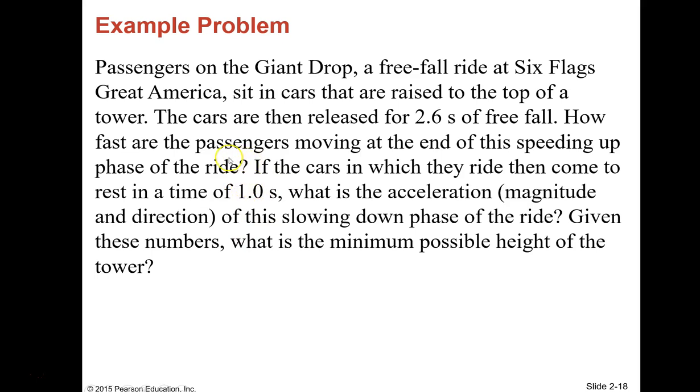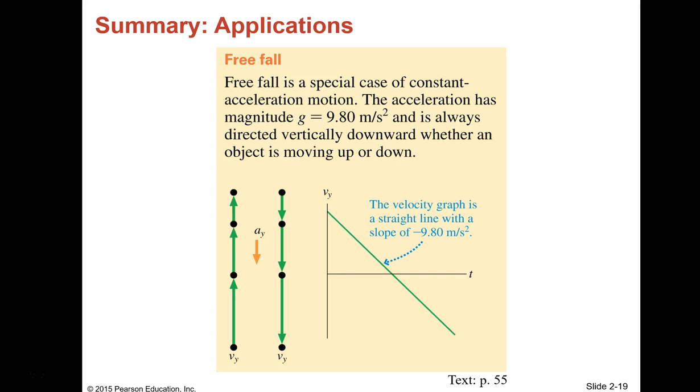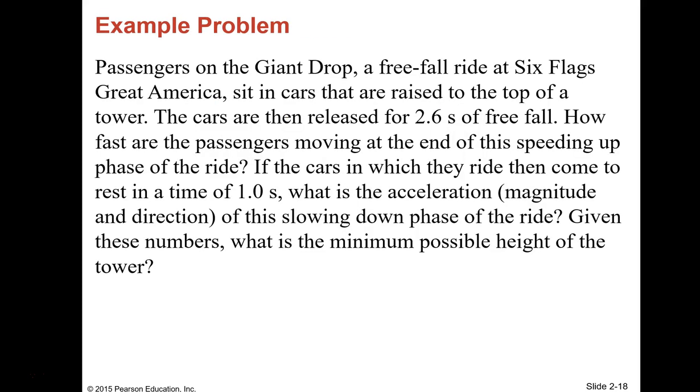So we're looking for how fast the passengers are moving at the end of this 2.6 second free fall. And after that free fall, if the cars in which they ride come to a rest in a time of 1 second, what's the acceleration of the slowing phase? So from whatever speed this is to a stop in 1.0 seconds, what's the acceleration? And then we have to figure out, if all this happens, what's the minimum possible height for the tower? So let's take a look at what we know. We know the drop time.